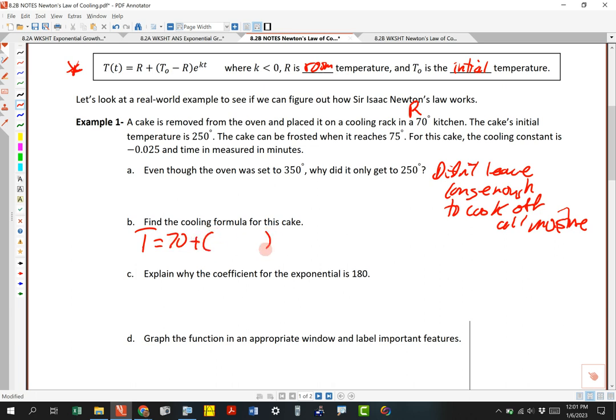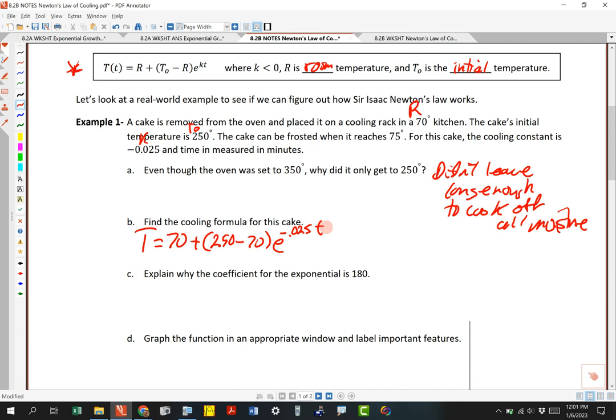Then it's going to be plus, and this is in parentheses. This is the coefficient in front of the exponential. It's going to be the initial temperature, which, Caleb, was what? It was 250. This is T naught. So this is going to be 250 minus room temperature, which we already figured out was 70. And then this is e to the negative. In this case, they told us what the constant was. So negative 0.025, and then we put a t right there.